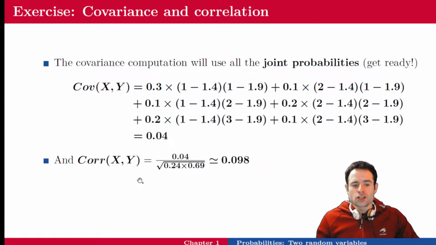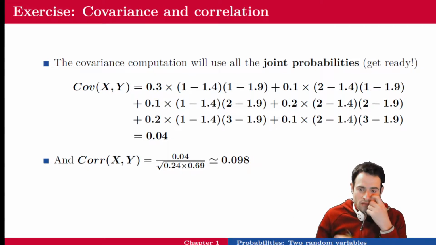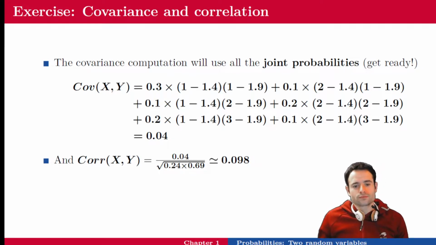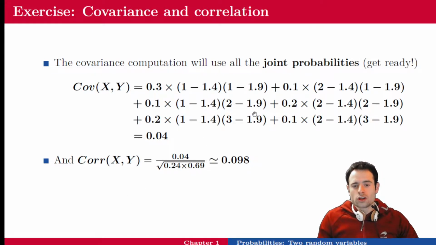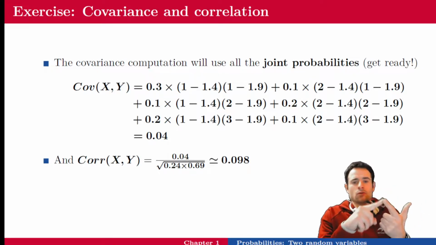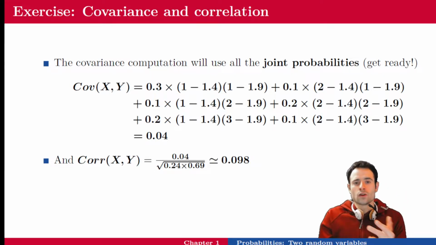So the correlation should be the last computation because it uses a bunch of things you've done before. The correlation uses covariance and variances. For the covariance and the variances, you need the expectations. So you start with the expectations. Expectation first, then move on to the variance, then move on to the covariance, and then finally move on to the correlation.